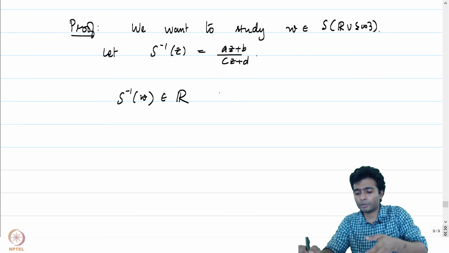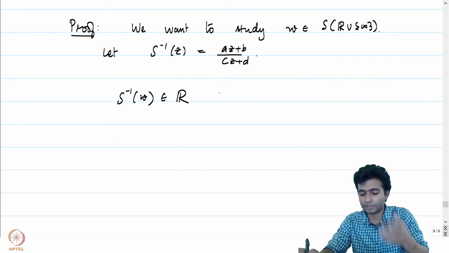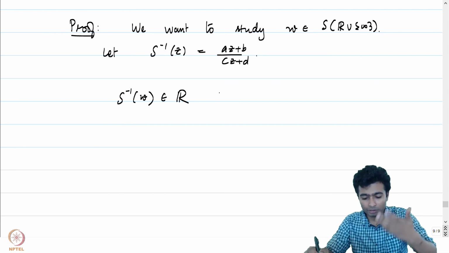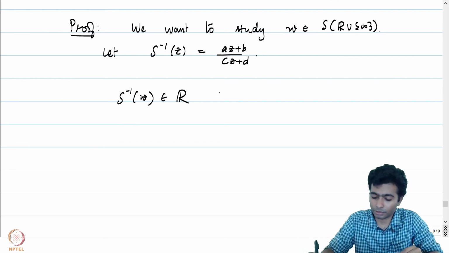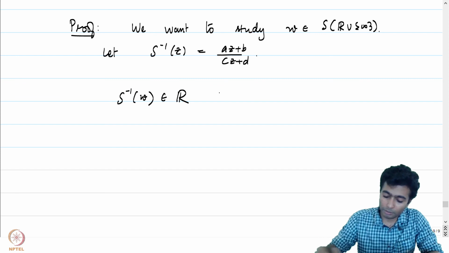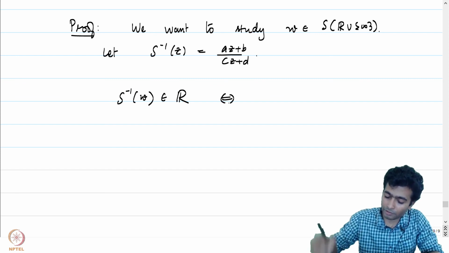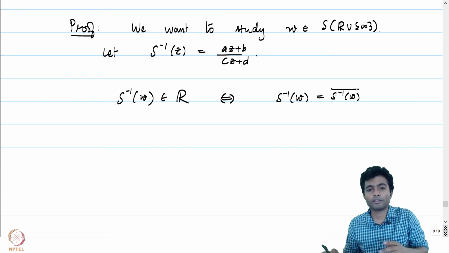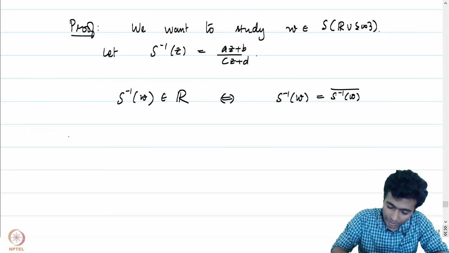S inverse of W will be the point at infinity precisely when it is of the type A by C. So, that I will keep aside. We will study the case when S inverse of W is in the real line. But this is if and only if, from our first week's lectures, the conjugate is the same as the given complex number itself. That means, i.e.